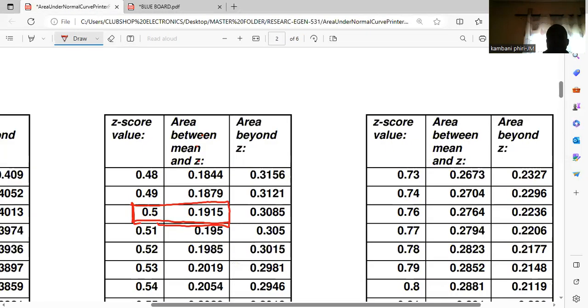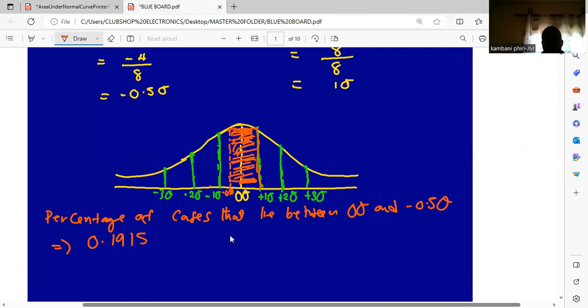This is what we have. So, as a percentage, this is the same as 19.15%. So of the 500, we have got 19.15% lying between mu and the negative 0.5.